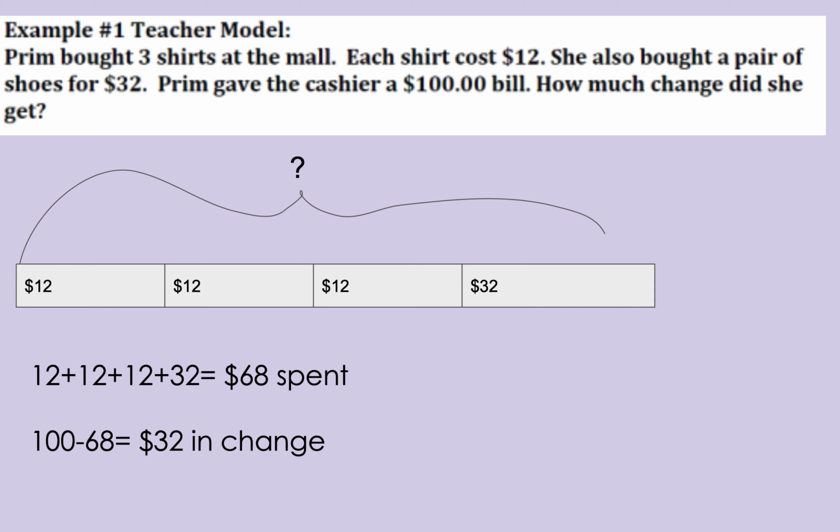So we first needed to add her total costs, and I did that by drawing a bar model. And then after we added all of her costs, we needed to subtract it from the $100 bill to see how much change she was owed. So that's an example of a money problem. The next one has to do with time, and we haven't worked with time in 4th grade yet. So it may seem tricky, but it always makes sense. So let's see how we figure out this next problem.